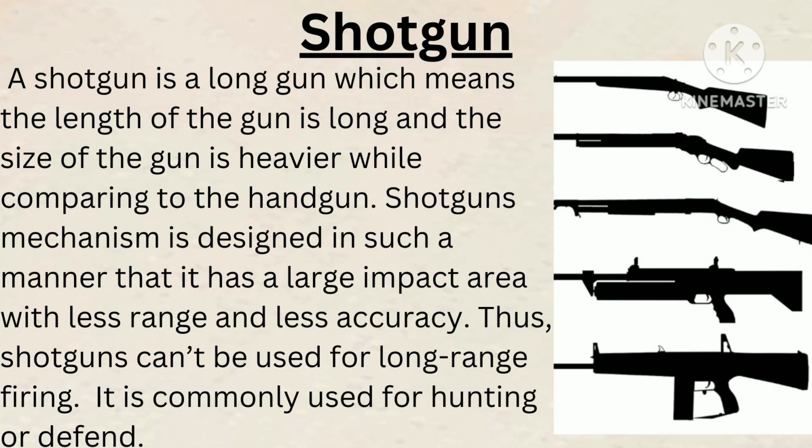Shotgun. A shotgun is a long gun, which means the length of the gun is long and the gun is heavier compared to the handgun. A shotgun's mechanism is designed in such a manner that it has a large impact area with less range and less accuracy. Thus, shotguns are not suited for long range firing. It is commonly used for hunting or defense.